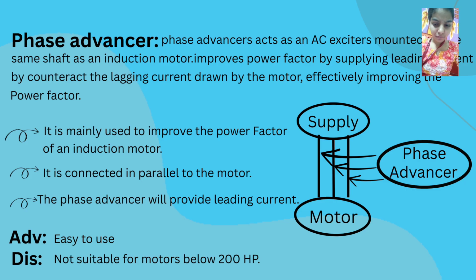The advantages of these phase advancers is easy to use, and the disadvantages are not suitable for the motors below 200 HP.